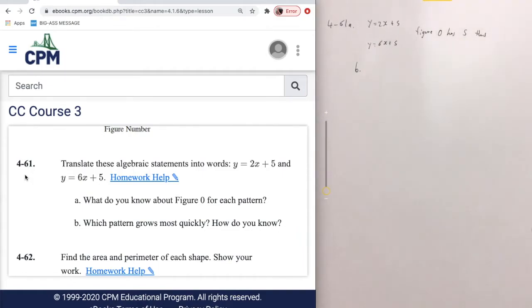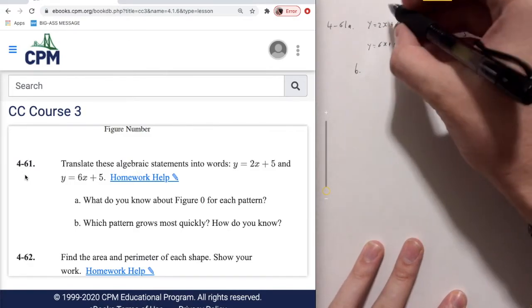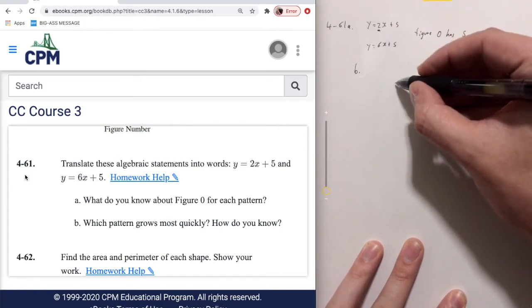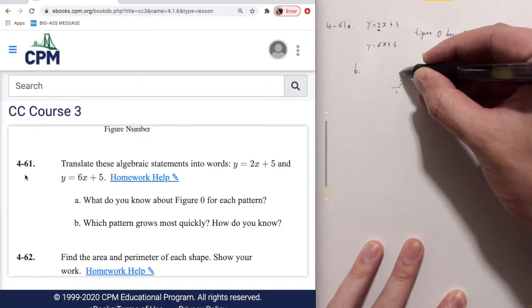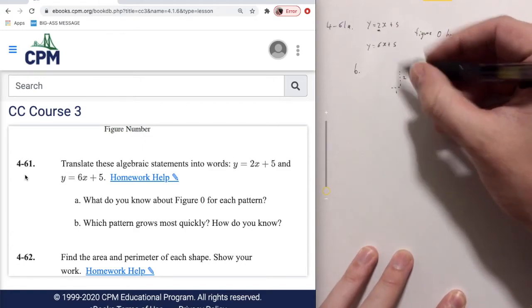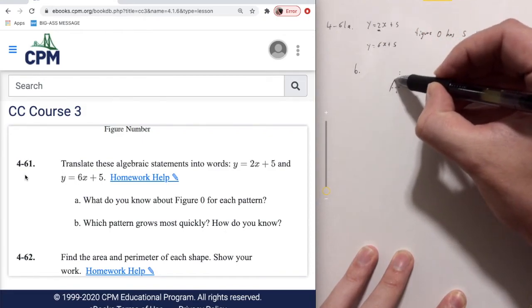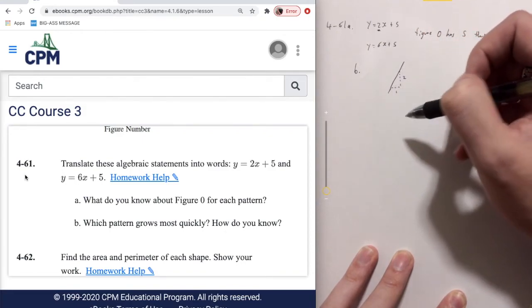asks which pattern grows most quickly, and importantly, how do we know which one grows the quickest? Again, b is that plus 5 at the end for both of them, but m is what we multiply x by, and m is how much they grow by for each x. So here we have a 2 up front, so we know that for every 1 along the x we go, we're going to be going up 2 on the y, and so the graph will be about that steep.